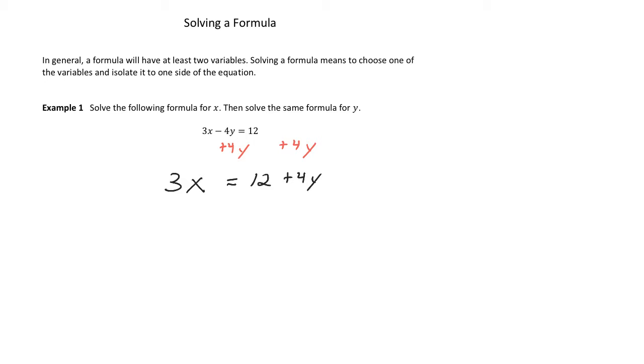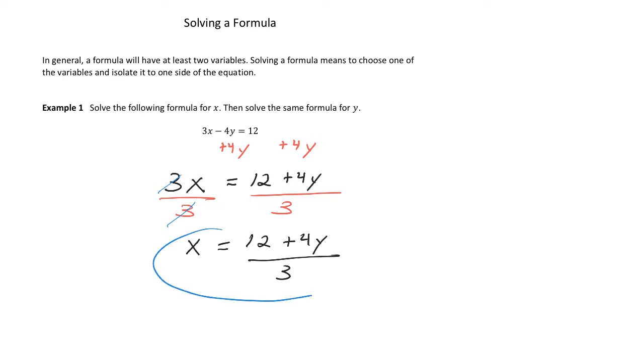To get x by itself, I'm going to divide both sides by 3. On the left, the 3's cancel, leave me with just a 1x. And on the right, I have 12 plus 4y divided by 3. And we can leave our answer like this, because 12 and 4y are not like terms. Dividing by 3 is probably the simplest way to write it. But we've done it. We had this formula to begin with, and we changed it so x was by itself.